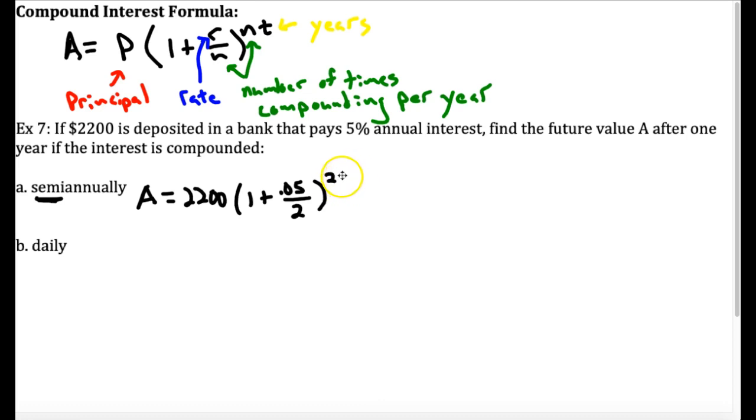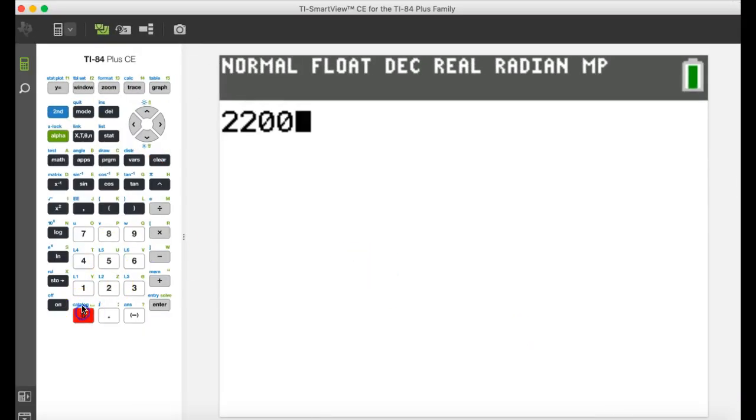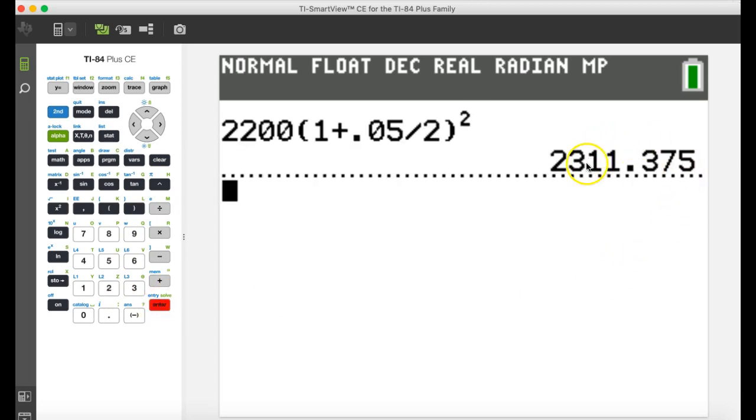And then our last value that we need is t. That's the number of years. And they tell us that this is just going to be after 1 year. So my exponent is going to be 2 times 1. All right, so let's see, we're going to have 2,200 times 1 plus 0.05 over 2 raised to the second, or 2 times 1 power. So this is not the amount of interest, this is the final amount in the account. So 2,311.375.